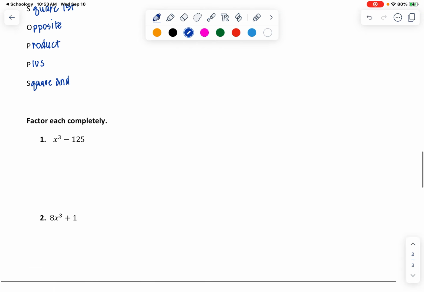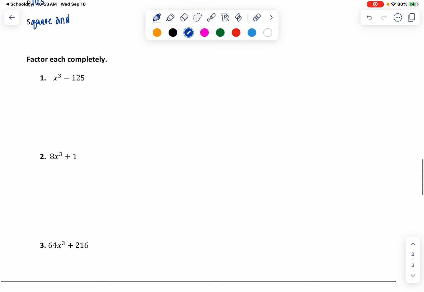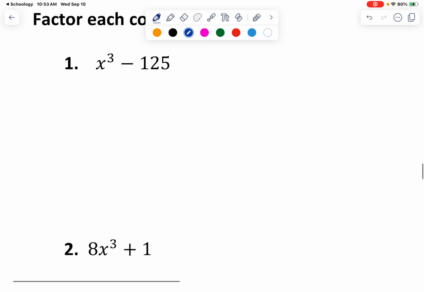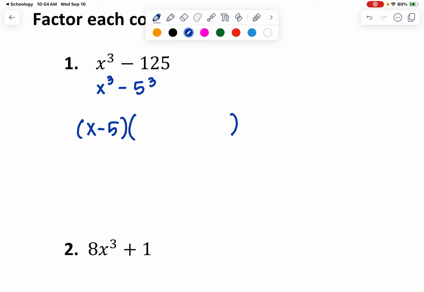All right, so I'm gonna go ahead and do 1 and 2 with you, and then you can pause the video, try number 3 on your own, come back and see how you did. So first off, it has to be something cubed minus something cubed. So this is x cubed minus 125. So I'm gonna rewrite it as x cubed minus 5 cubed. So now my base is x minus 5. So I'm going to copy my base of x minus 5. And then to get my trinomial, it's SOPs.